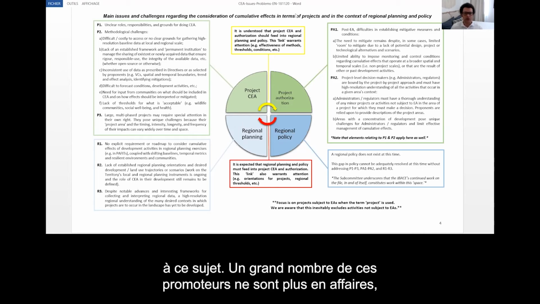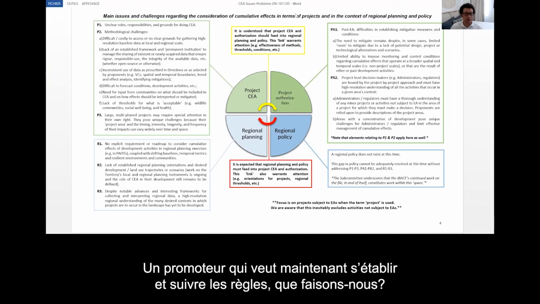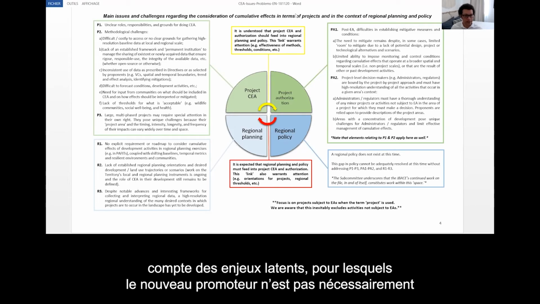And now we have issues there. A lot of these proponents are no longer in business. They don't exist anymore. The land has actually been retroceded to the state. A proponent now that wants to set up and follow the rules, what do we do? How do we organize? How do we decide in a manner that accounts for the new project, but also accounts for this latent issue for which that new proponent is not necessarily responsible?